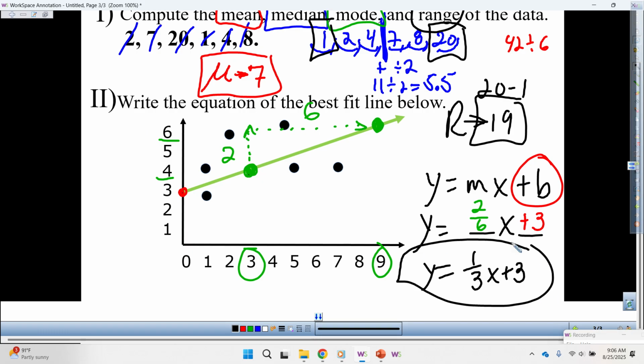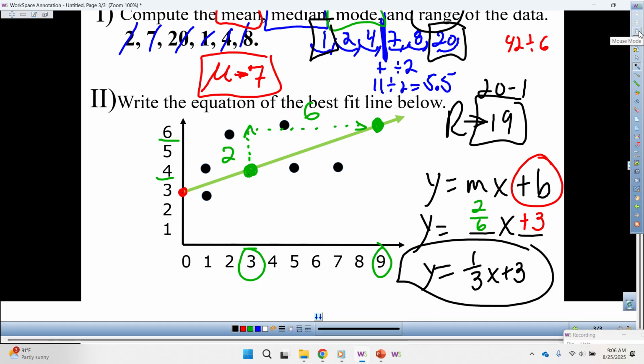Hands up if you got that by yourself? Yeah, some of you. All right, that was warm-up number 6.